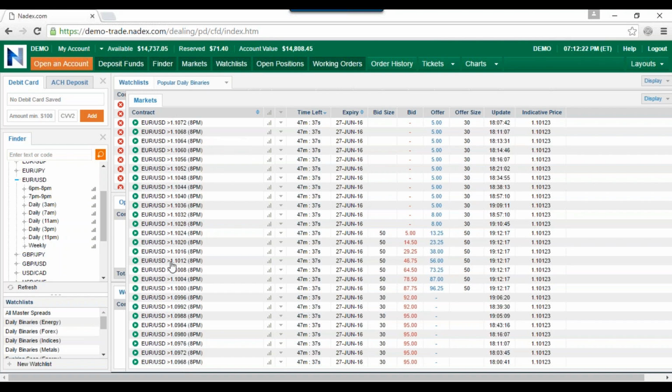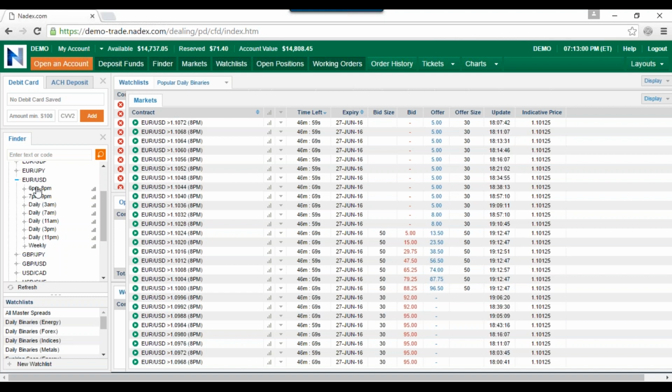But notice this strike right here. What is this strike at? 1.1012, which is exactly where the market is right now, right? So notice you could buy it for 56 or sell it for 47, right close to an average of around 50 bucks, right? About 50 bucks. So when there's a strike price that's real close to the current underlying price or indicative price, that binary is going to be priced approximately around 50 bucks.